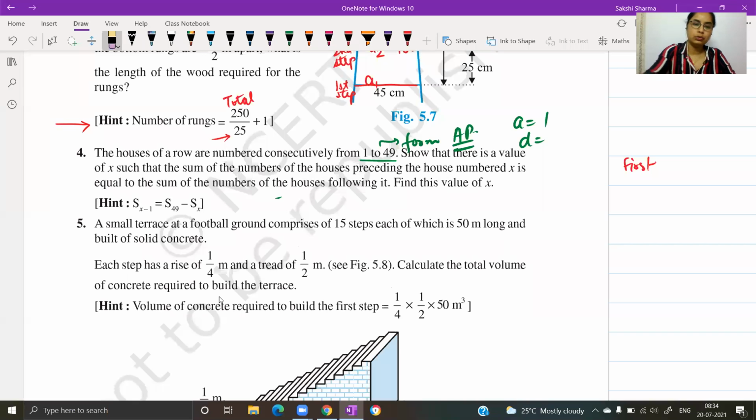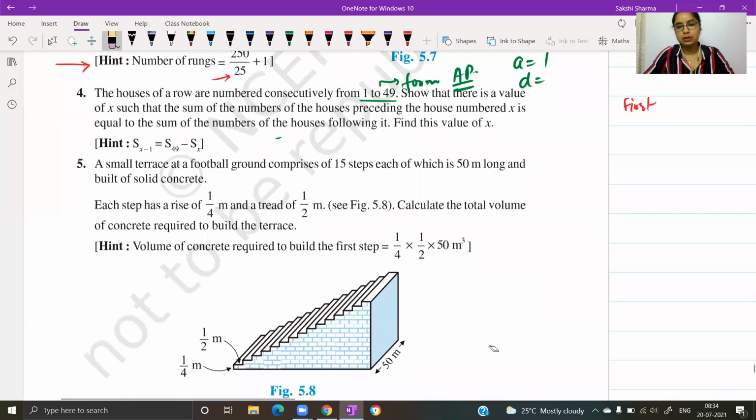So they have given you a clue that you can consider the volume required to build the first step. So in this way, find out how much concrete is required for the first step, for the second, for the third, observe the values, you will see it forms an AP and then you have to just find out the sum of those volumes. Volume of concrete for the first step plus volume for the second step, so on up to the 15th step. So the number of steps is already given. This is the value of n.